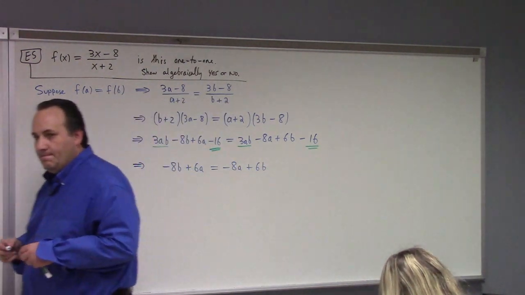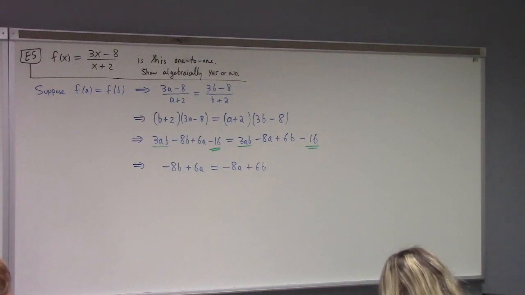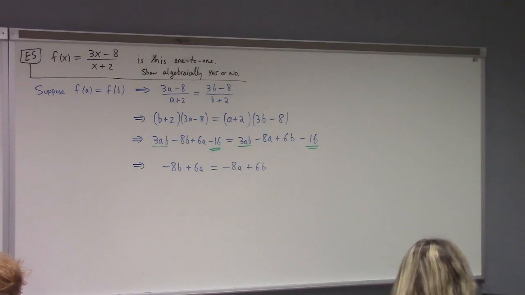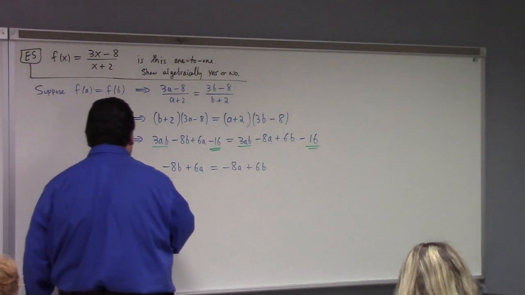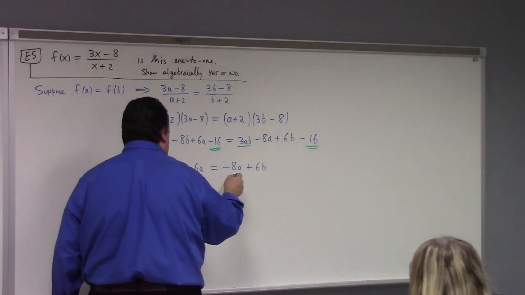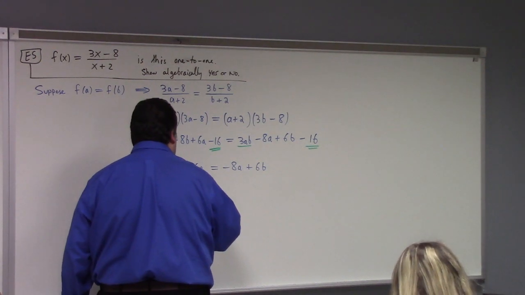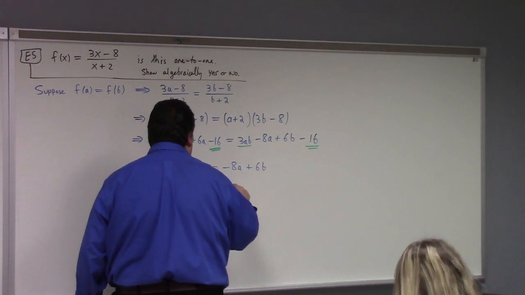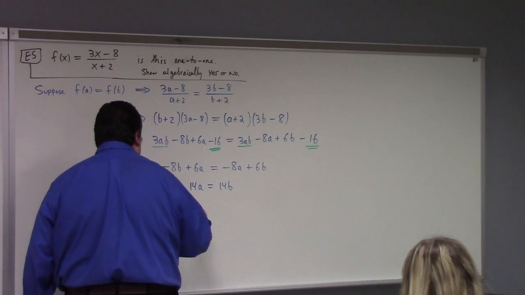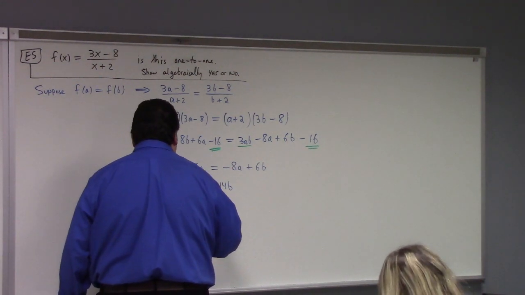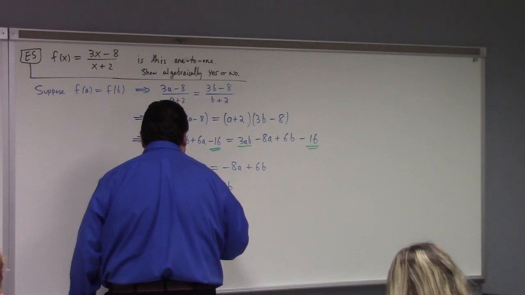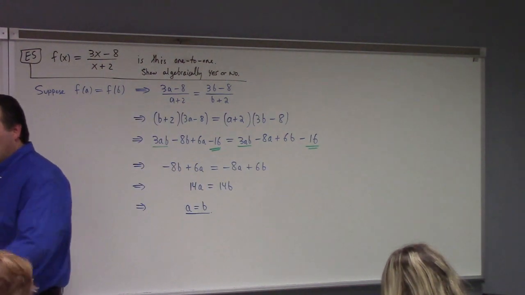All right. Great. Now what? Combine like terms? Okay, so this gives us, looks like 14a is equal to 14b. Oh, hey, what do you know? Oh, no, I see it. Oh, okay. You worried me for a second there. So, voila, a equals b.